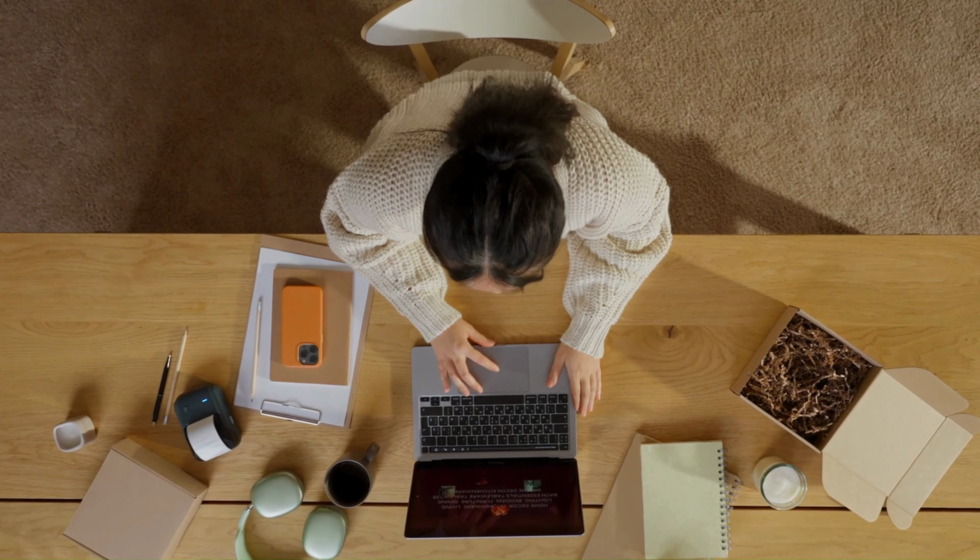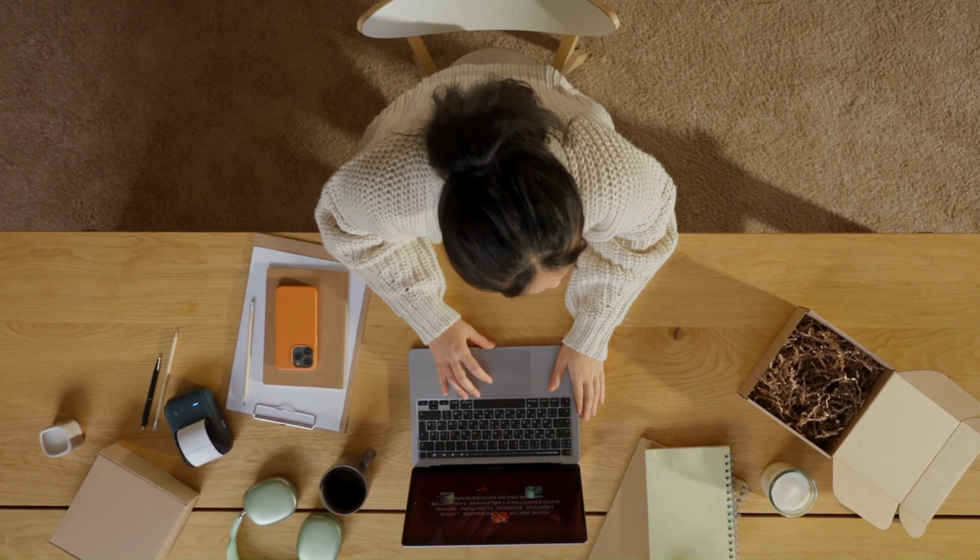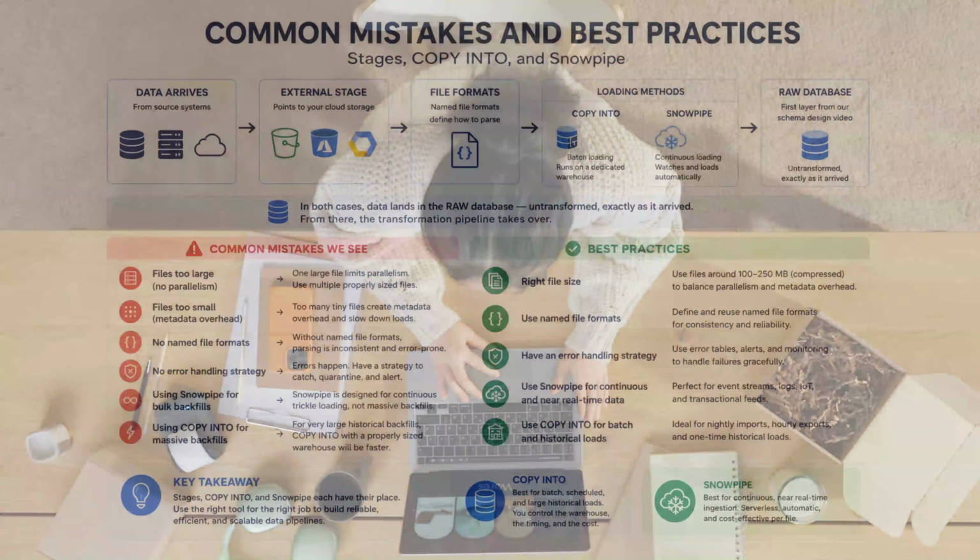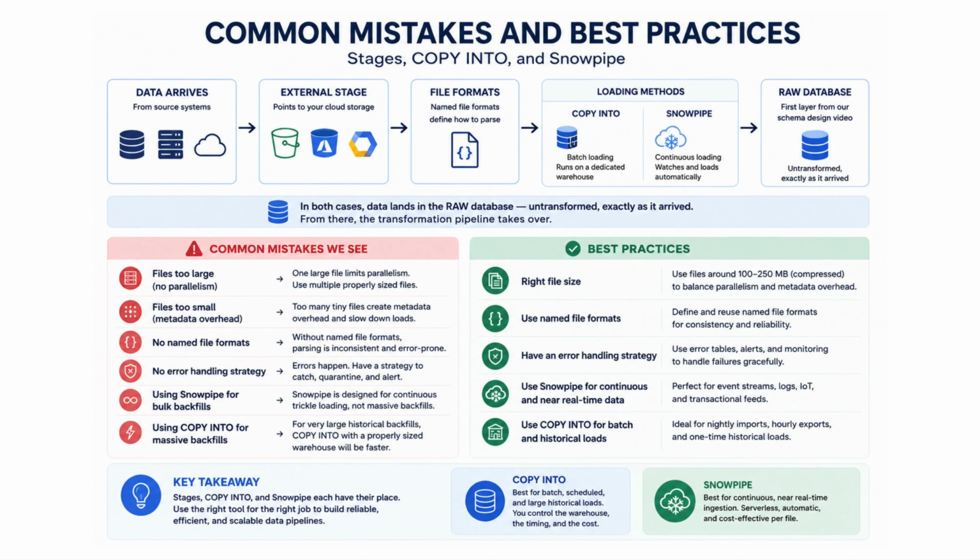The common mistakes we see: files that are too large for parallelism, files that are too small, creating overhead, no named file formats, no error handling strategy, and using Snowpipe for massive backfills where copy into would be faster.